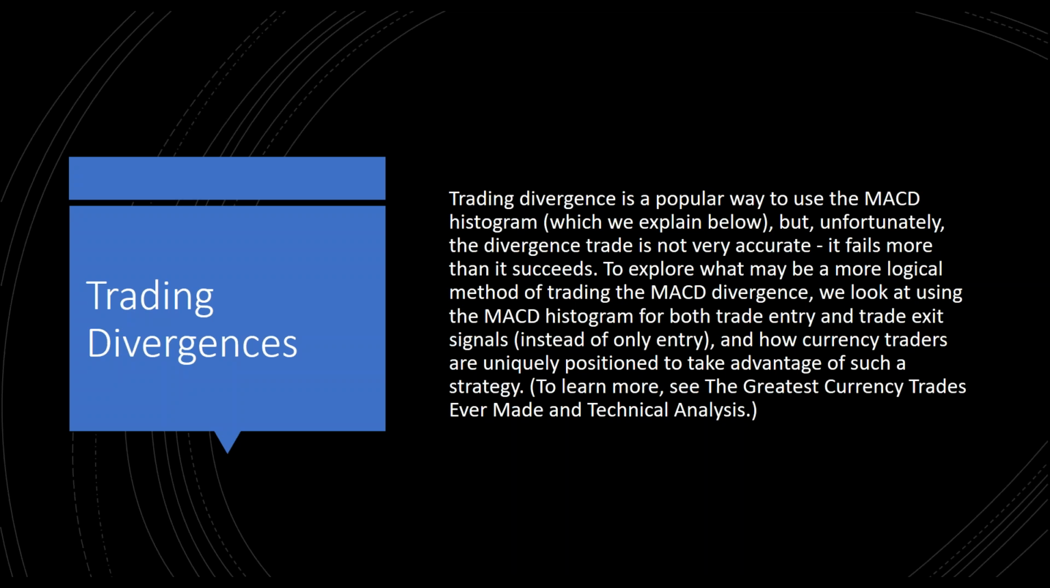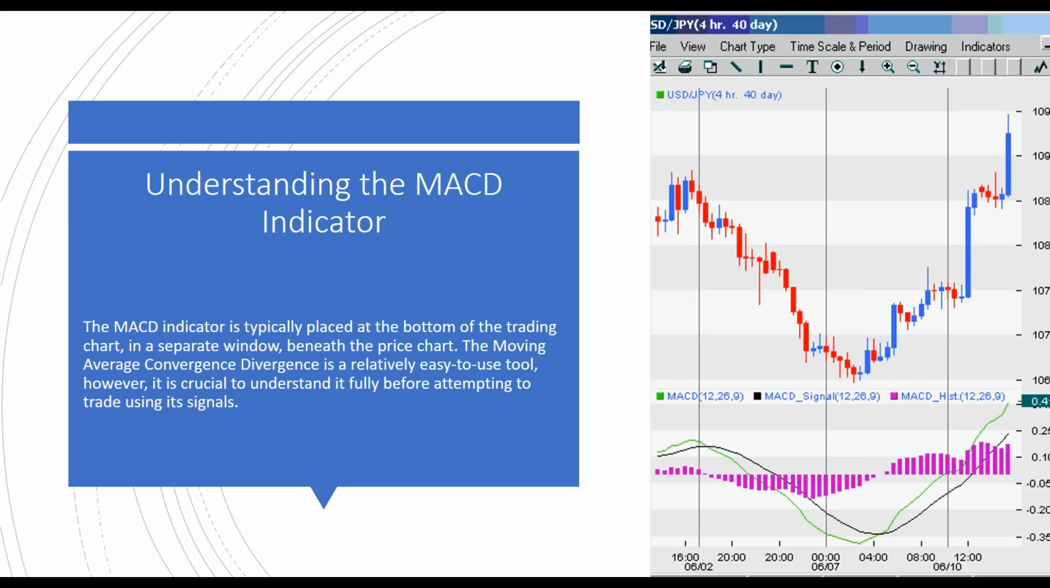To explore what may be a more logical method of trading the MACD divergence, we look to using the MACD histogram for both trade entry and exit signals instead of only entry, and how currency traders are uniquely positioned to take advantage of such a strategy. Now, understanding MACD. The MACD indicator is typically placed on the bottom of a trading chart in a separate window beneath the price chart. So let me pop you over and show you on a real live chart.